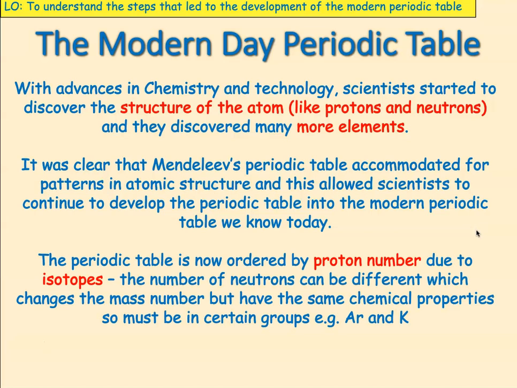The periodic table now is ordered by atomic number, the number of protons. The reason for that is because every element has isotopes, and isotopes can influence whether or not its relative atomic mass is higher or lower than the previous one. Okay, so that would account for why argon and potassium and tellurium and iodine needed to be swapped around.